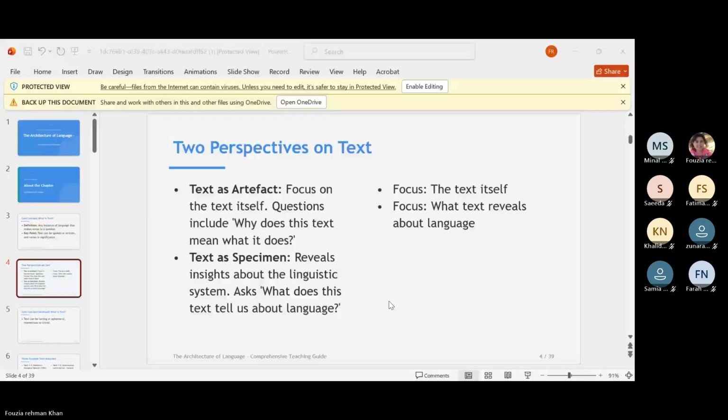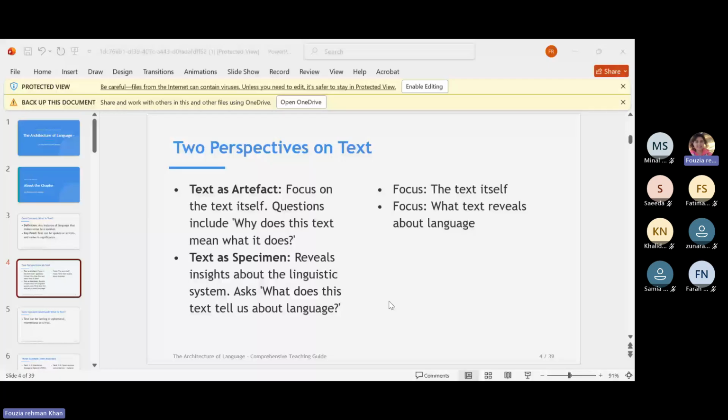So anyway, we were here on the two perspectives. I've tried to simplify it through the concept of cohesion and coherence. I hope this is clear. This is Halliday's words of artifacts and specimen. Now, the text is ephemeral. We have decided that text is anything which is spoken, written, short or long, but it has to have a meaning. Now, text can be ephemeral.